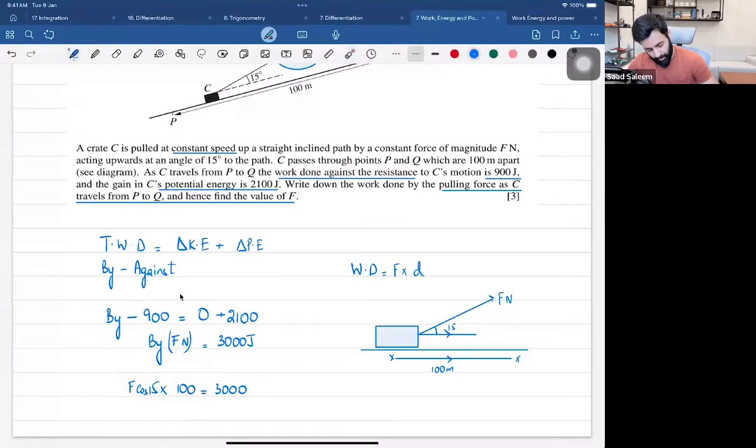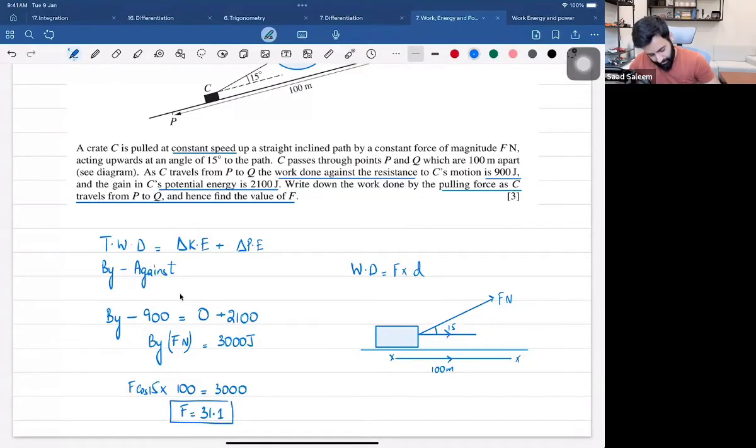We already have the answer to this. So that means we can now use this equation to calculate the value of F. Let's see what that is equal to. 3000 divided by 100 divided by cos 15. That's equal to 31.05, so we're going to write this as 31.1. So F is equal to 31.1.